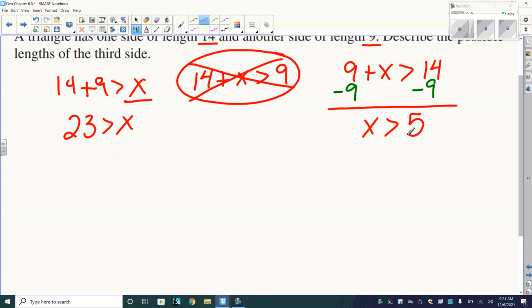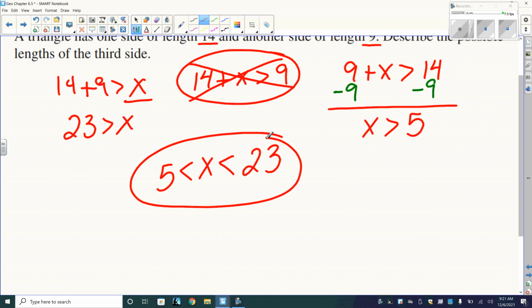So whatever that side length is for this setup here, it has to be what? So it has to be greater than 5, but what? So whatever that third side length is, it has to be greater than 5, but less than 23. So no matter how we set the triangle up, that third side length is going to be between 5 and 23. If it is, then we do have a triangle. If not, then it's not a triangle. Questions on this here? Let's look at another one.